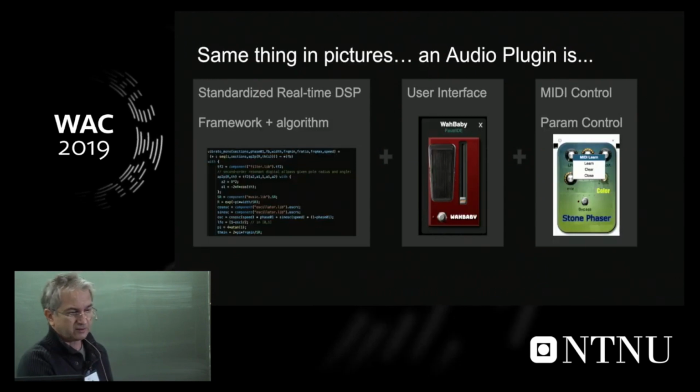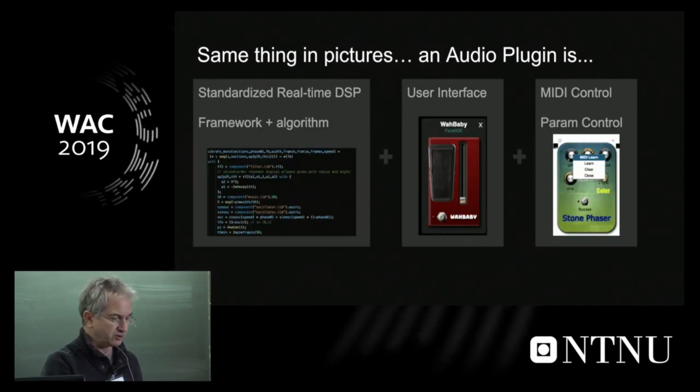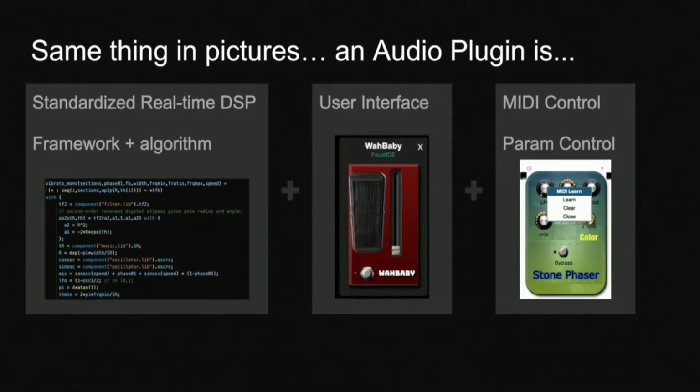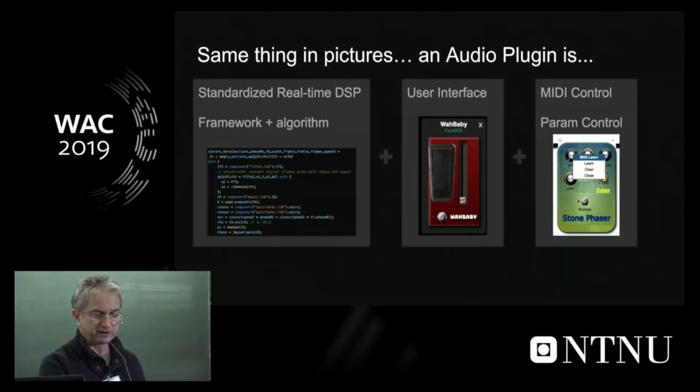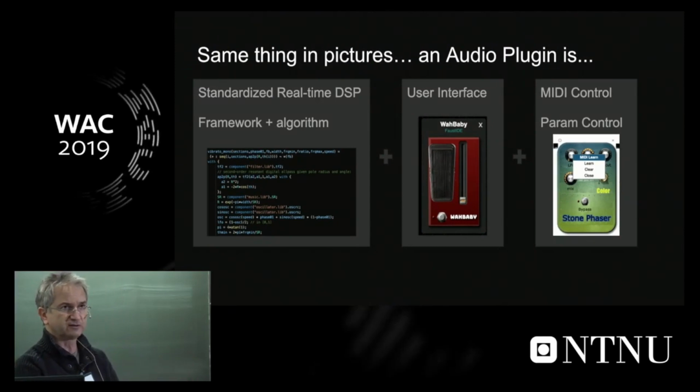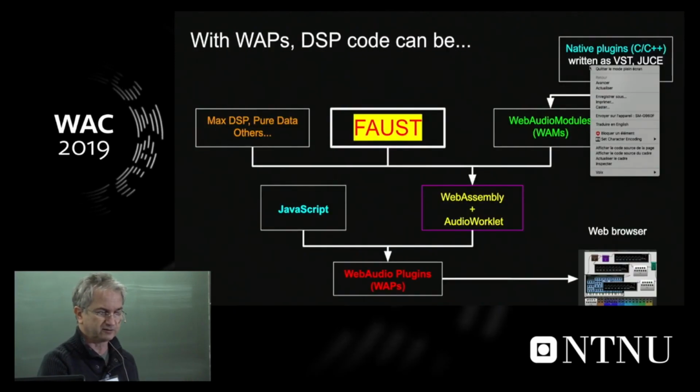So in pictures, what is an audio plugin? It's some DSP code, some user interface that must not conflict with the rest of the application in the web page, no ID conflicts, no JavaScript variable conflicts or whatever. And then it's better if you add MIDI control so that you can use control panels to turn your knobs, use an expression pedal or whatever.